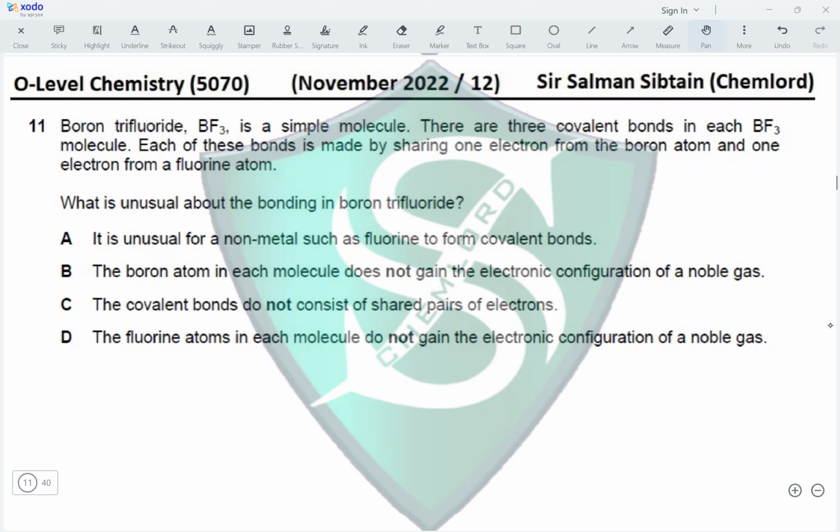Boron trifluoride, BF3, is a simple molecule. There are three covalent bonds in each BF3 molecule. Each of these bonds is made by sharing one electron from the boron atom and one electron from a fluorine atom. So basically, if there is a boron here and there are three bonds, there are three fluorine atoms here. And it says that one electron is coming from boron and one electron is coming from fluorine.